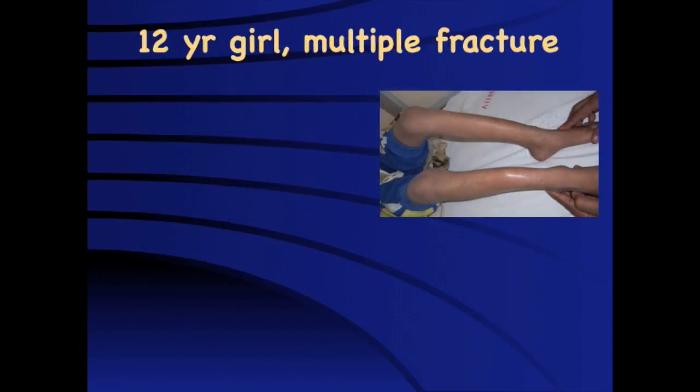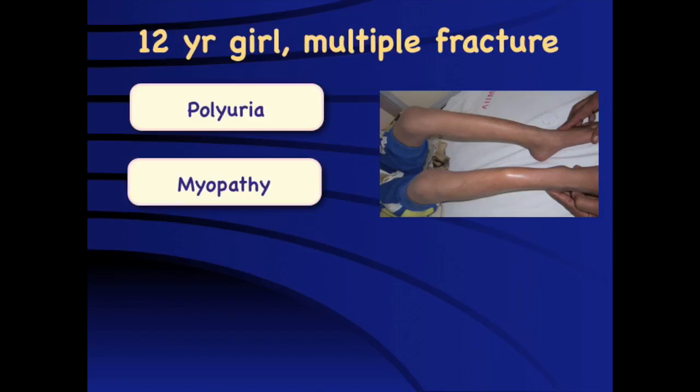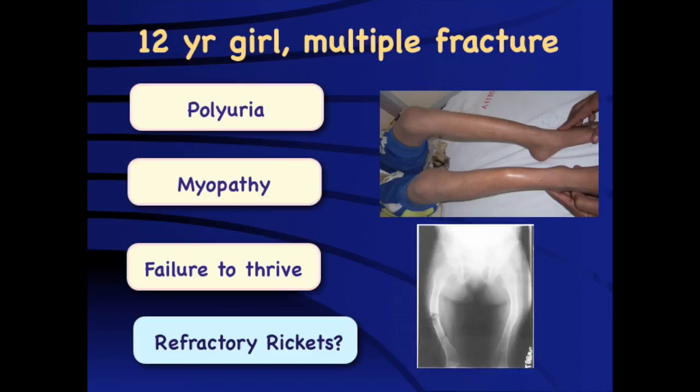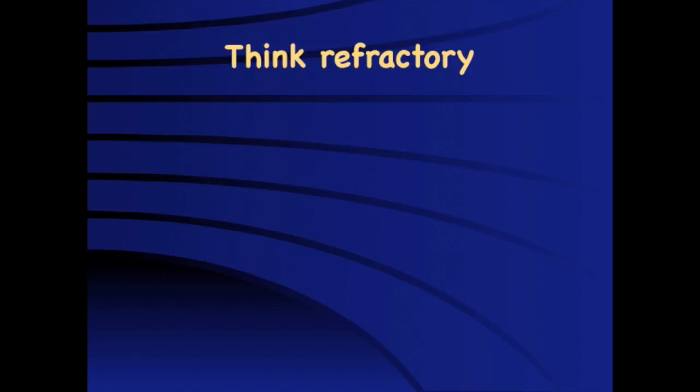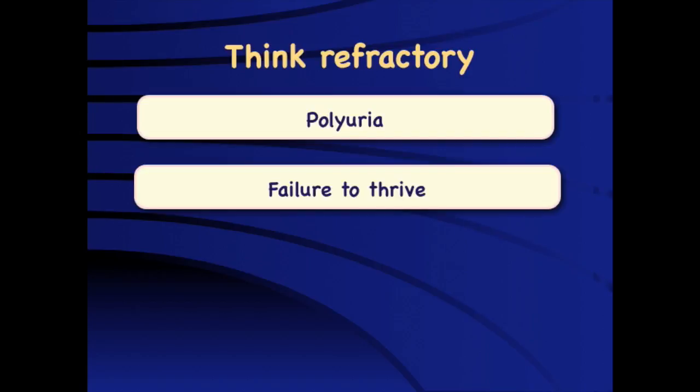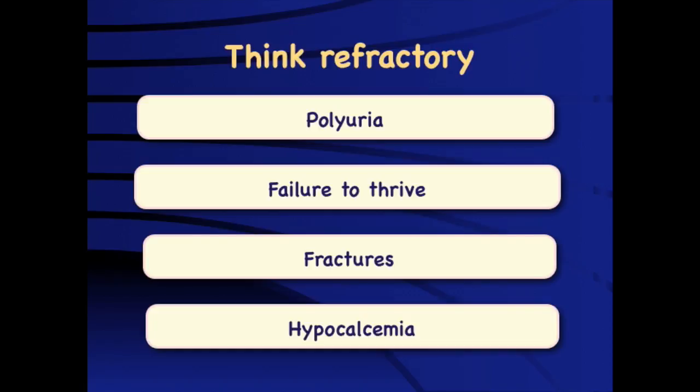A 12-year-old girl with multiple fractures, polyuria, myopathy, and failure to thrive. Is it refractory rickets? Most definitely. Nutritional rickets should not cause pathological fractures, so if a child has fractures, we should think of the possibility of refractory rickets. The situations in which we should go beyond nutritional rickets include polyuria, failure to thrive, pathological fractures, and hypocalcemia.